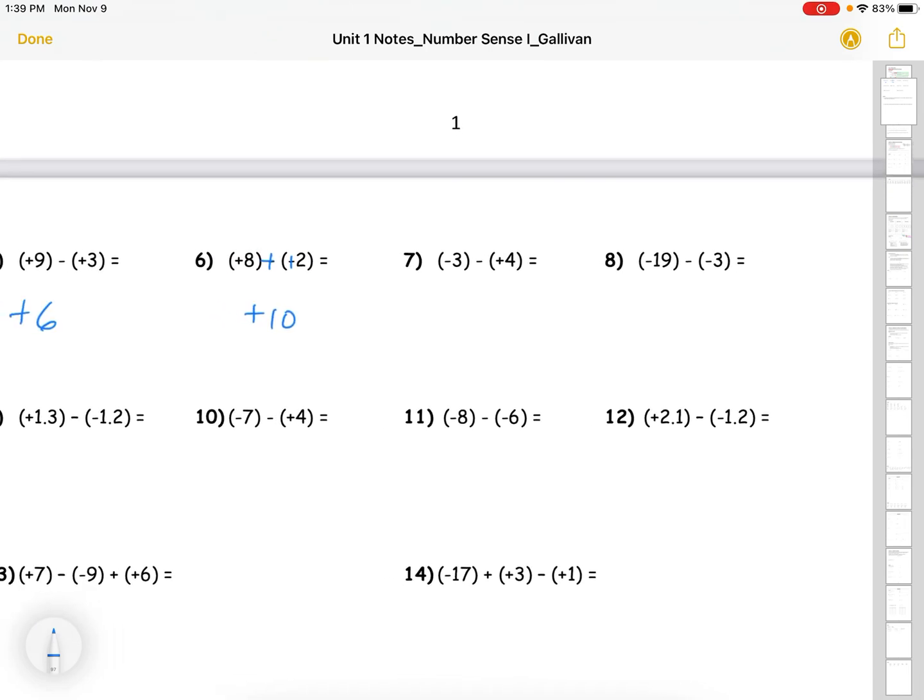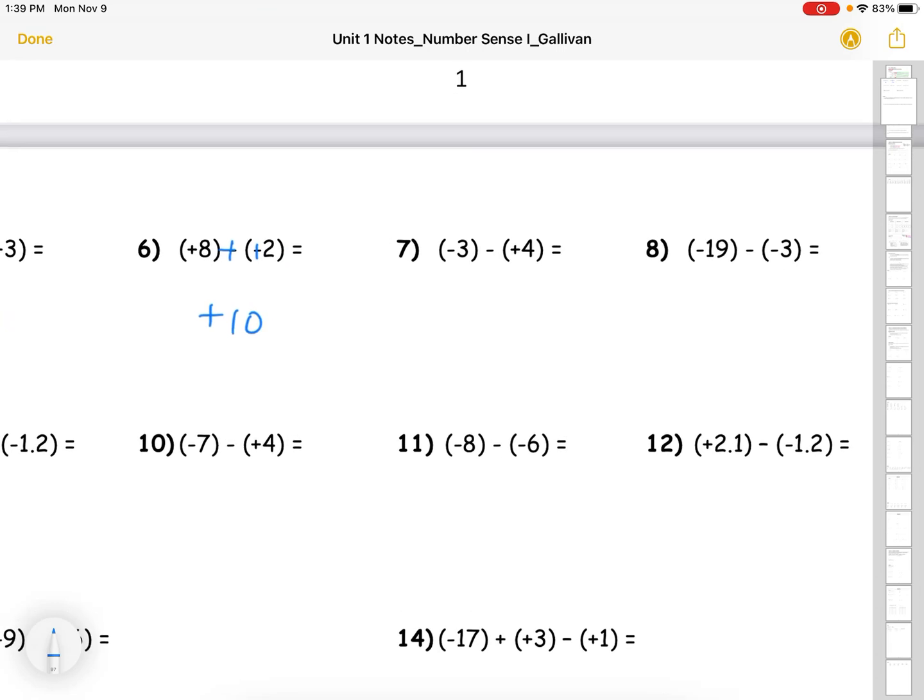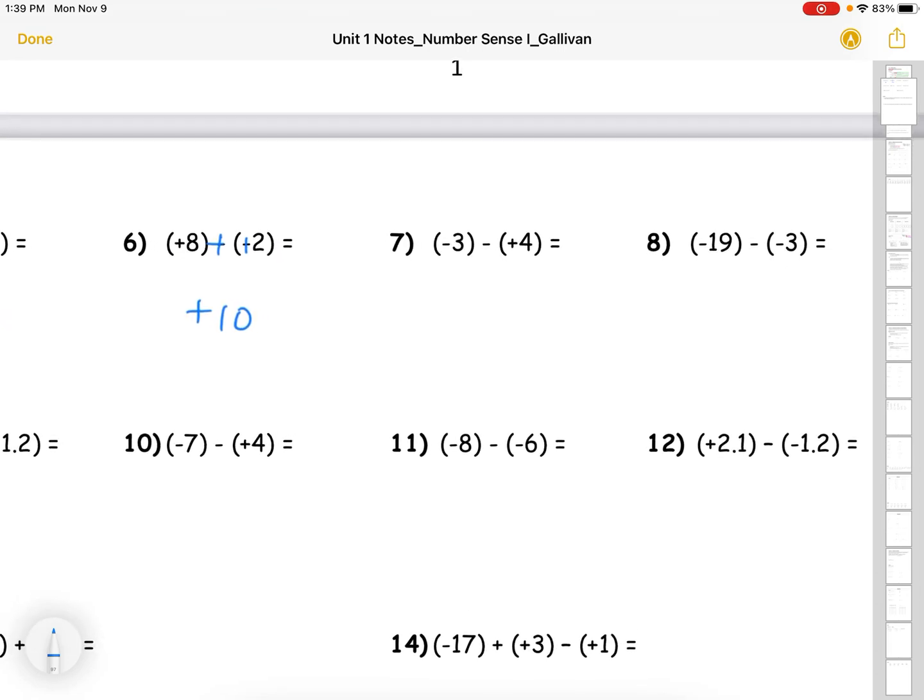Okay, now next one, we're going to want to do that as well. So negative 3 minus a positive 4, this is like negative 3 plus a negative 4. Okay, so negative 3 and negative 4 together, they stay negative, and it'll be negative 7.